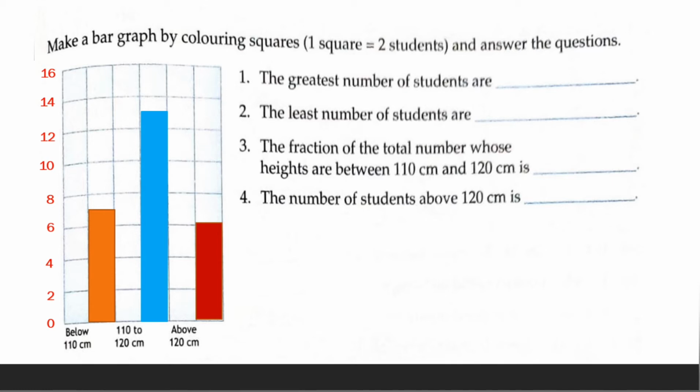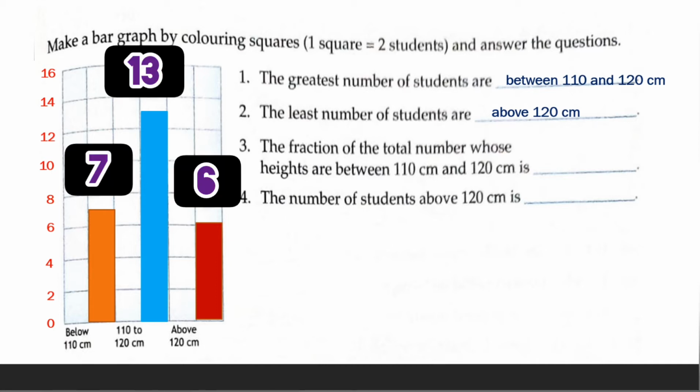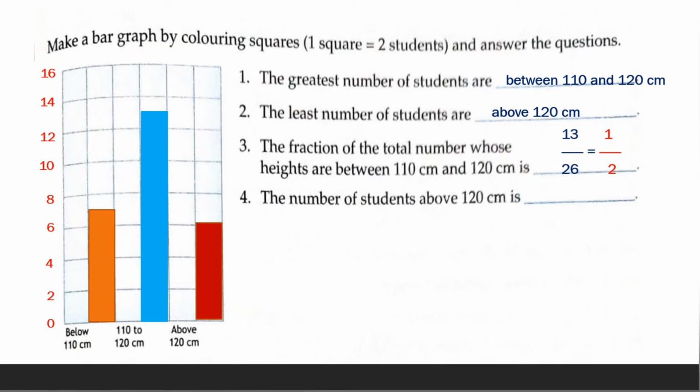Now, the first question is where the greatest number of students are. As you can see in the bar graph, it's between 110 and 120 centimeter. Second, the least number of students are above 120 centimeters. Next, the fraction of the total number whose heights are between 110 and 120 centimeter. We know that it's 13 and total students are 7 plus 13 plus 6, which is equivalent to 26. So 13 by 26 is equivalent to 1 by 2. The fraction is 1 by 2.